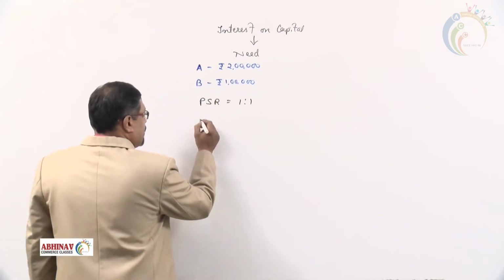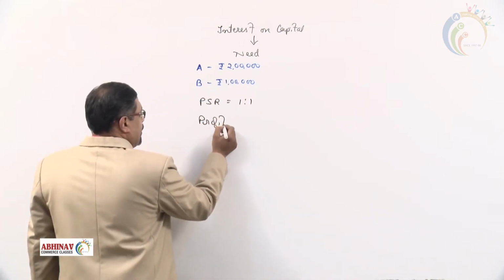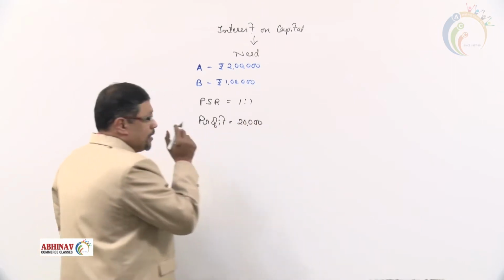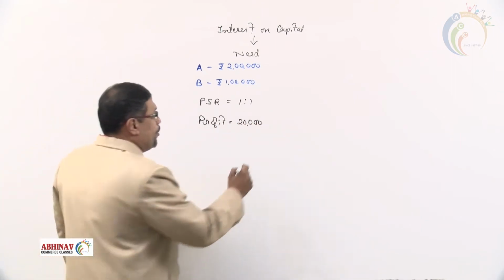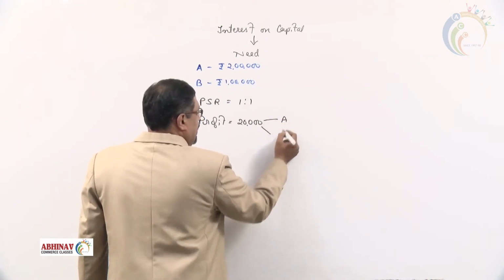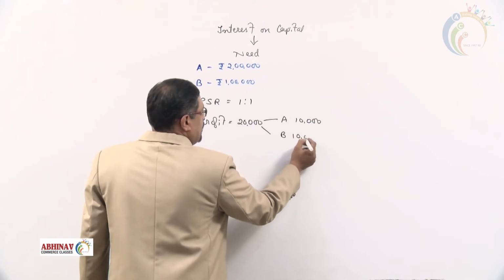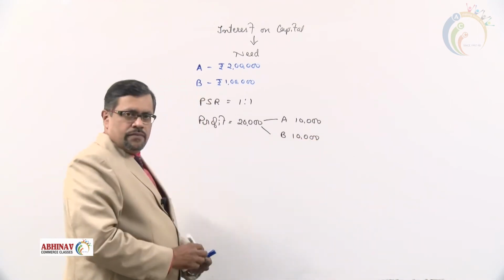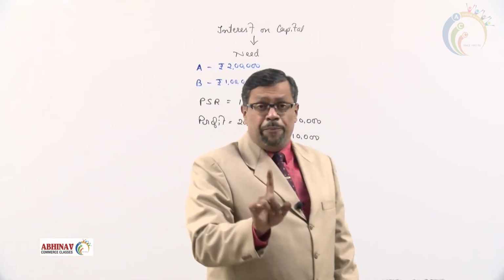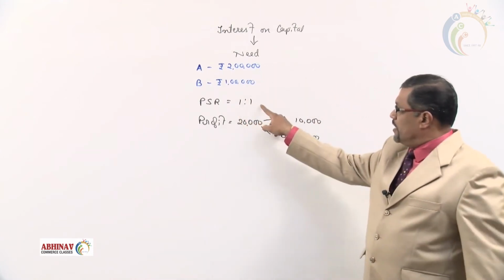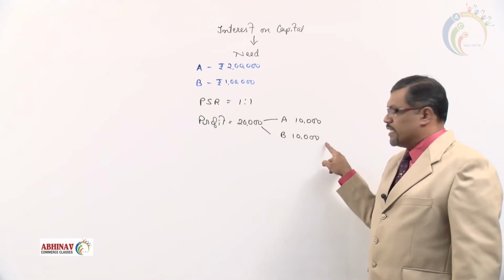Now, if the profit at the end of the year amounts to, say, 20,000 rupees, this 20,000 will be shared by A and B equally. Equally means 10,000 each. Capitals invested are 2 lakhs and 1 lakh. Profit sharing is equal, so they are getting an equal share in the profit.